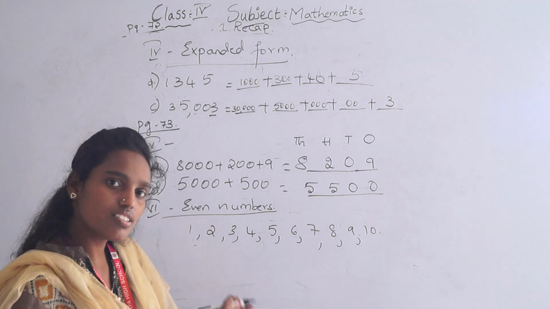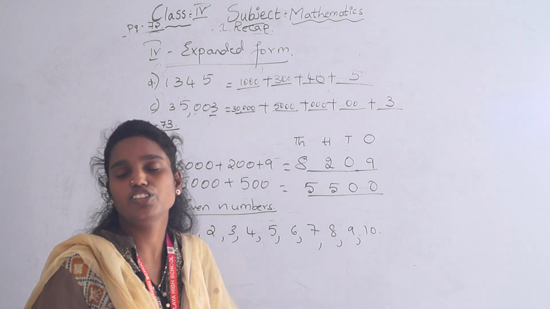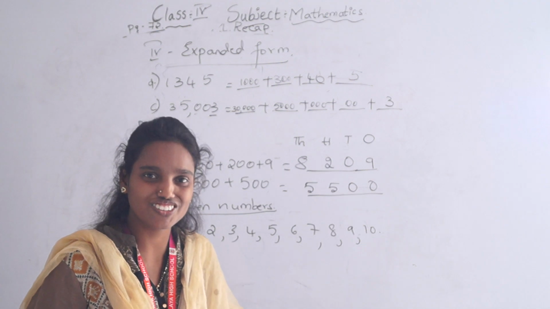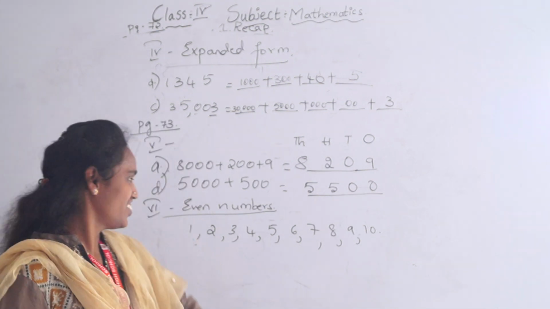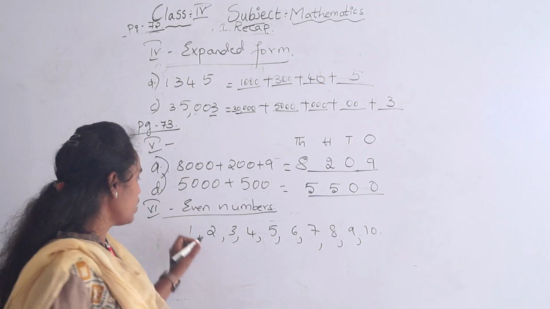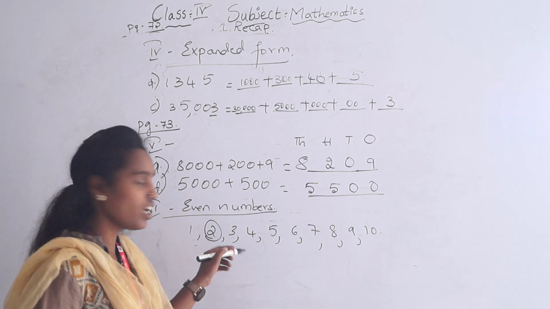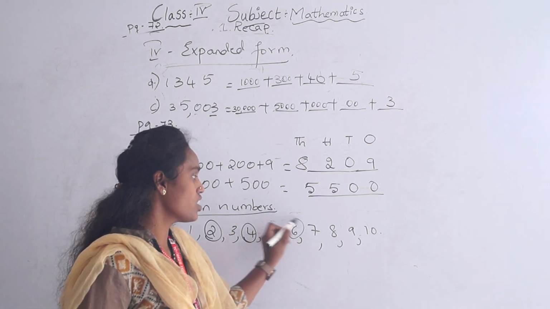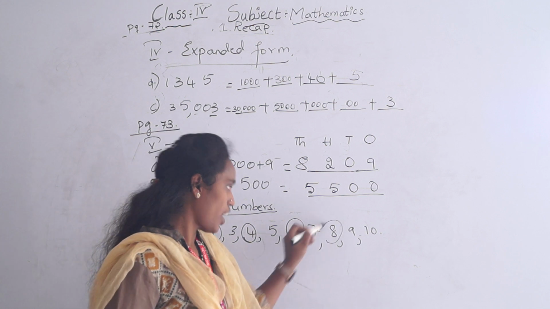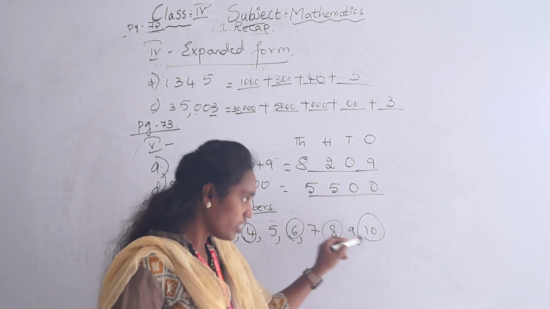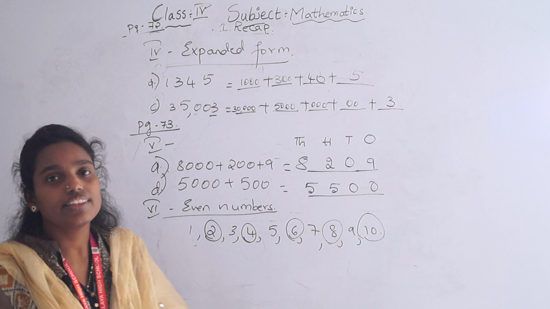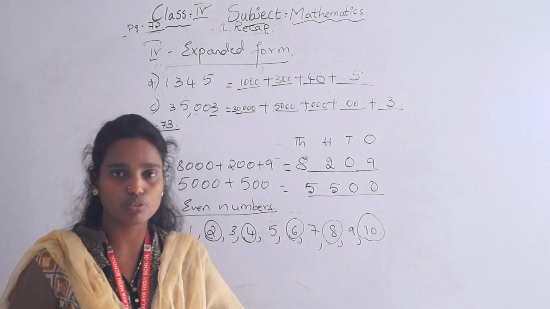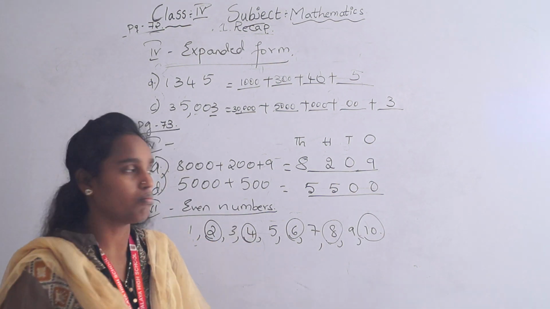Okay, so in this, have you remembered the 2 table? Can you tell me? 2 ones are 2, 2 twos are 4, 2 threes are 6. Yeah, very good. So we will go with the 2 table. 2 ones are 2, 2 twos are 4, 2 threes are 6, 2 fours are 8, 2 fives are 10. So the numbers which are multiples of 2 are nothing but even numbers.